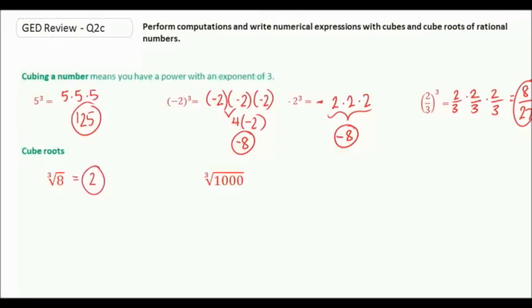The cube root of 1,000. If we took 10 and multiplied that by 10, it would be 100. And 100 times 10 again would be 1,000. So the answer for the cube root of 1,000 is 10.